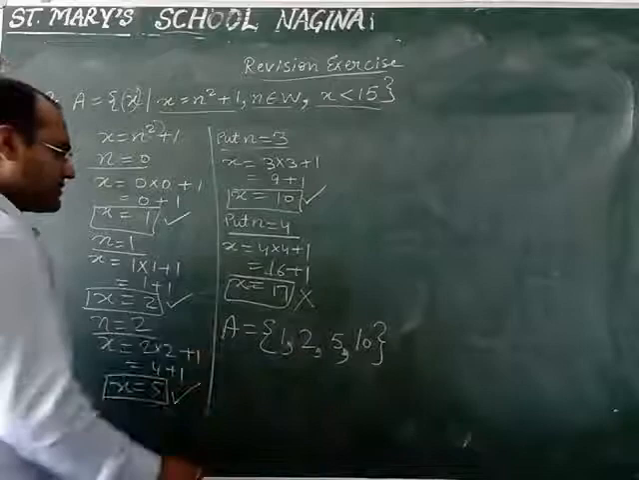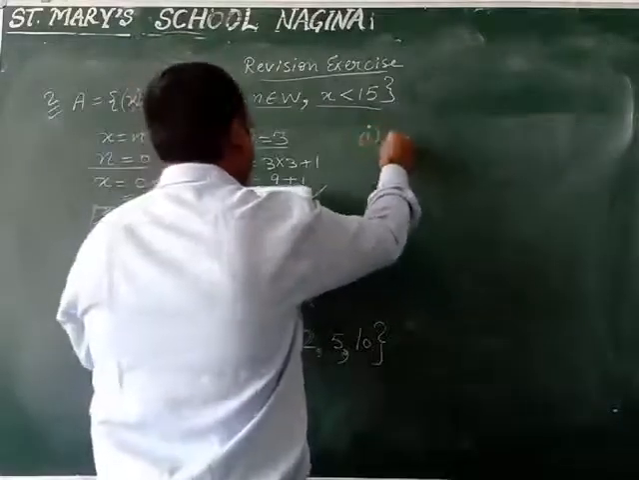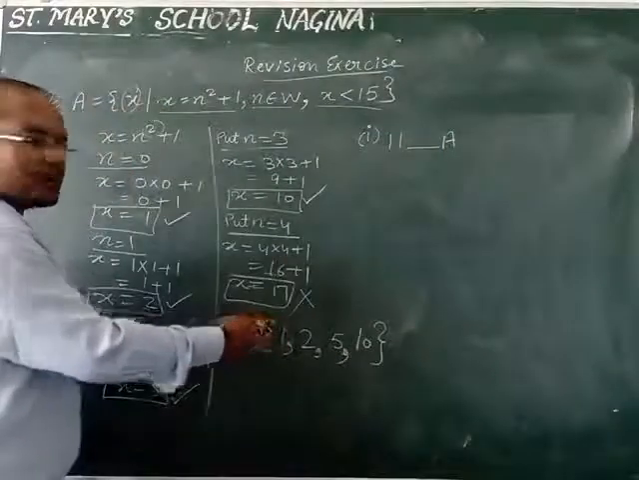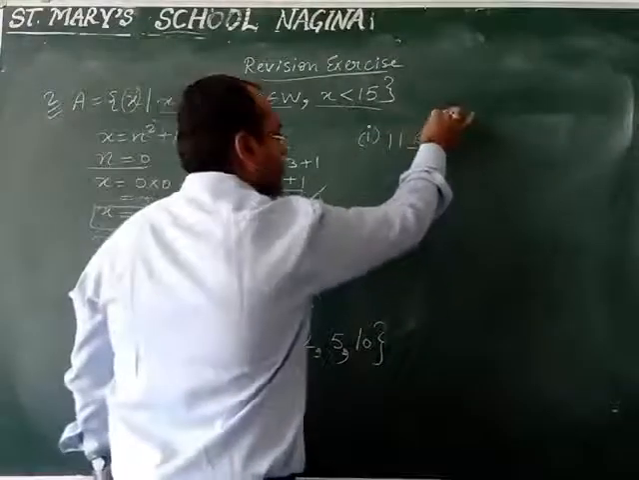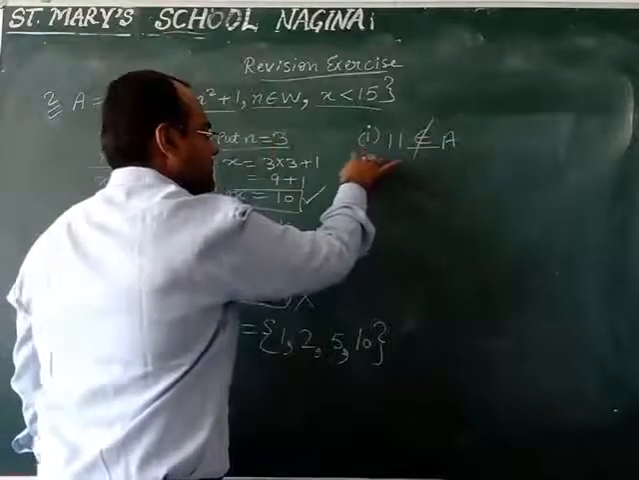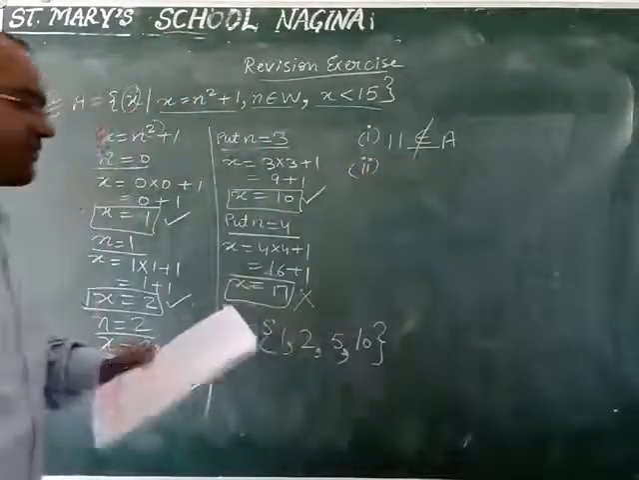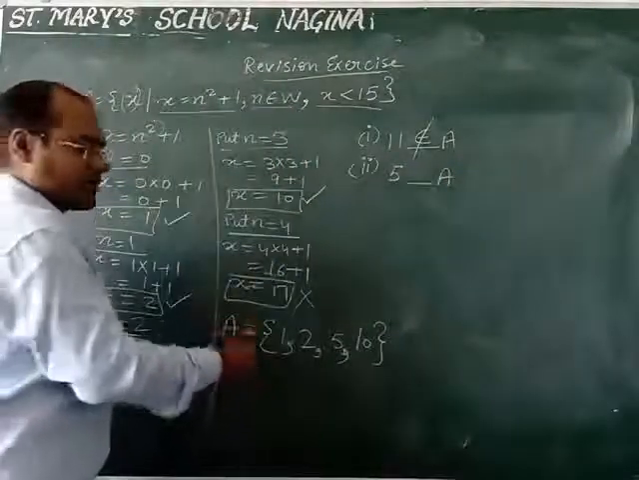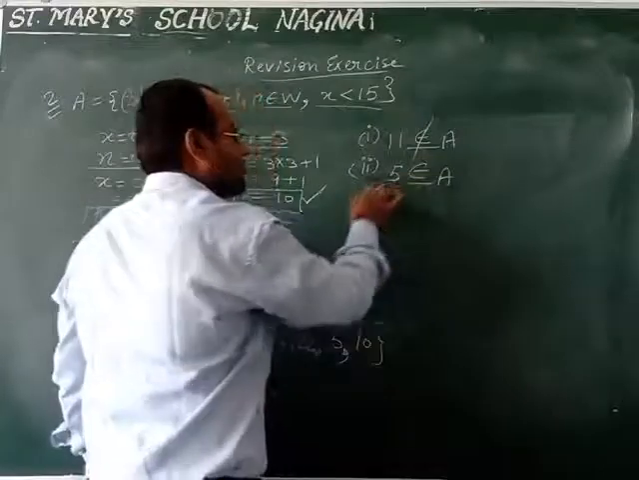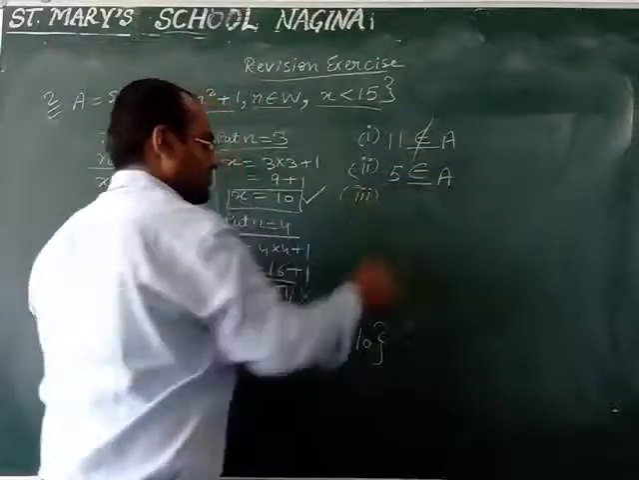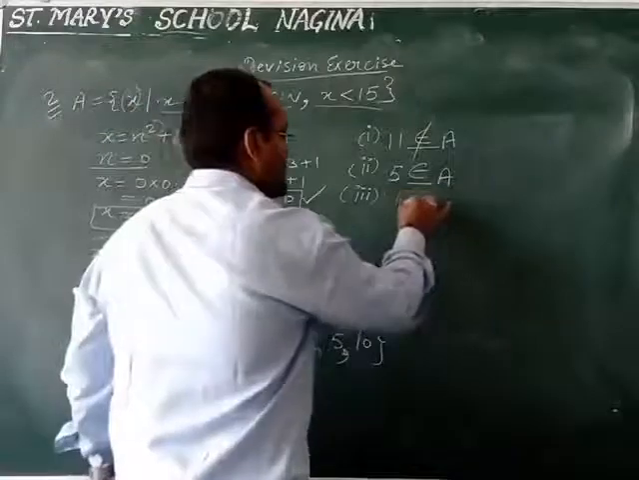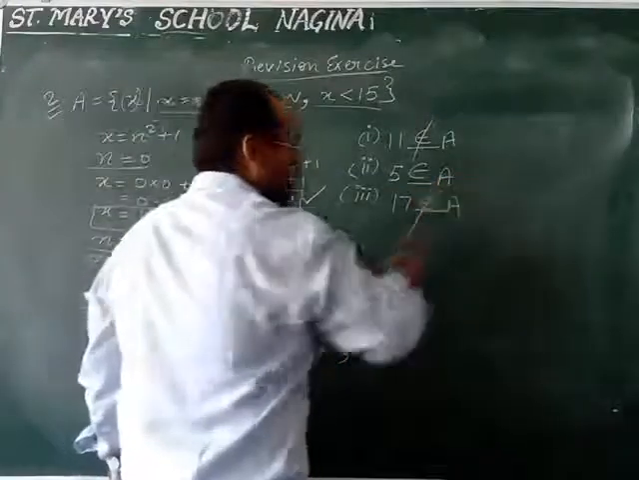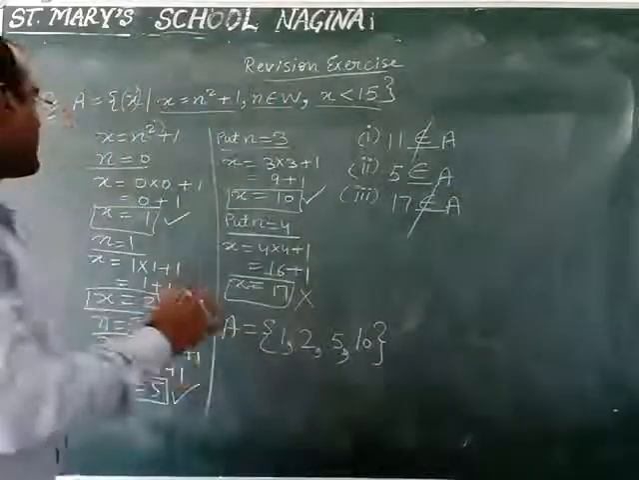Now fill in the blanks. First part, 11 dash 8. So we have to check whether 11 is coming in this or not. It is not coming. So we will write not belongs. Second part, 5 dash 8. Is 5 coming in this? Yes, it is coming. So we have to write belong to. Third part, 17 dash 3. 17 is coming in this? No. So we will write not belong. So like this we have to do question number 2nd.